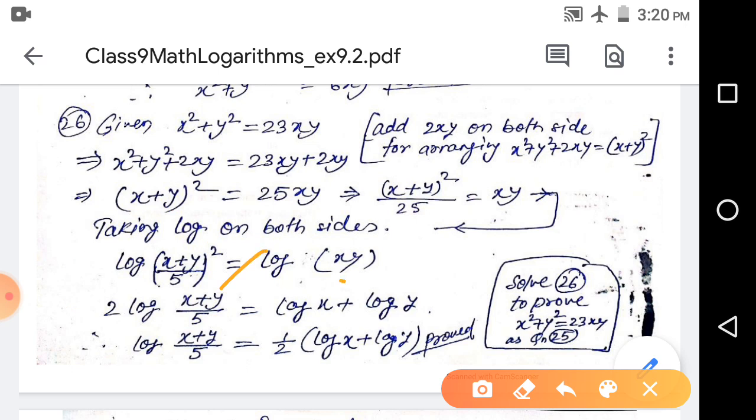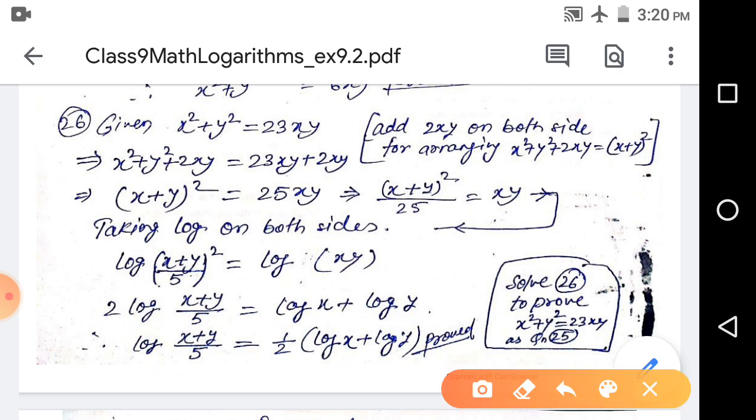And here we have log of x into y. So log xy means log x plus log y. This 2 is taken here as 1 by 2. So log (x plus y by 5) equals 1 by 2 (log x plus log y). This is what we proved here.